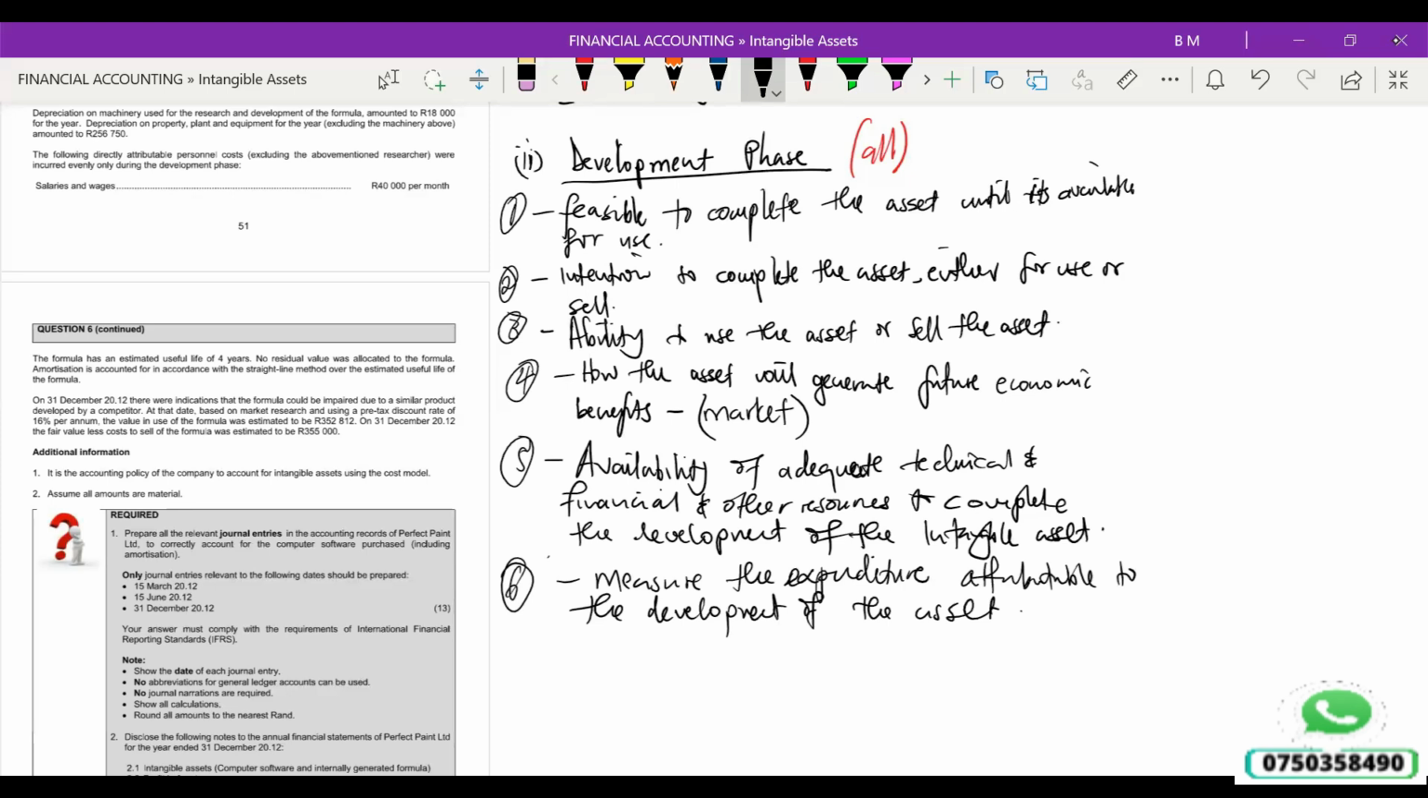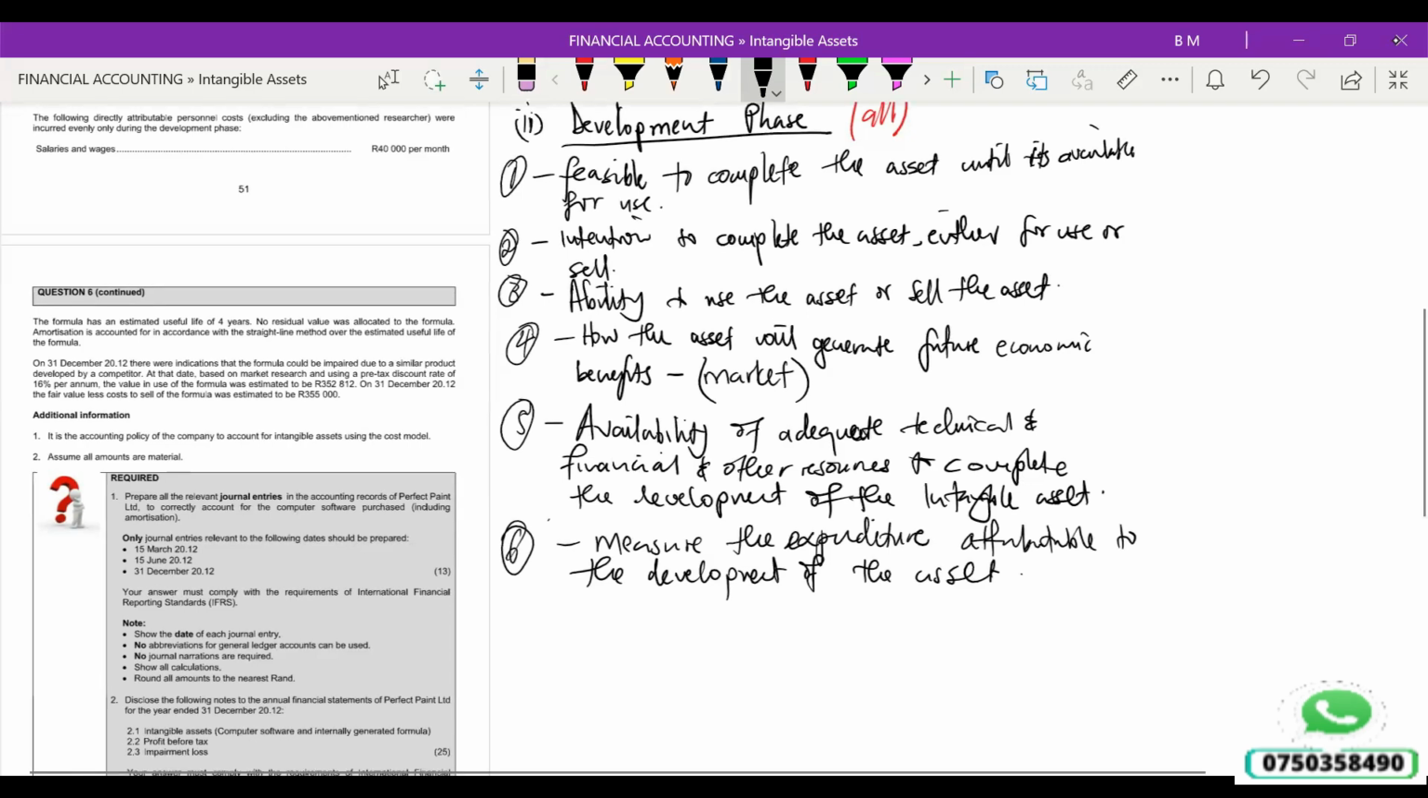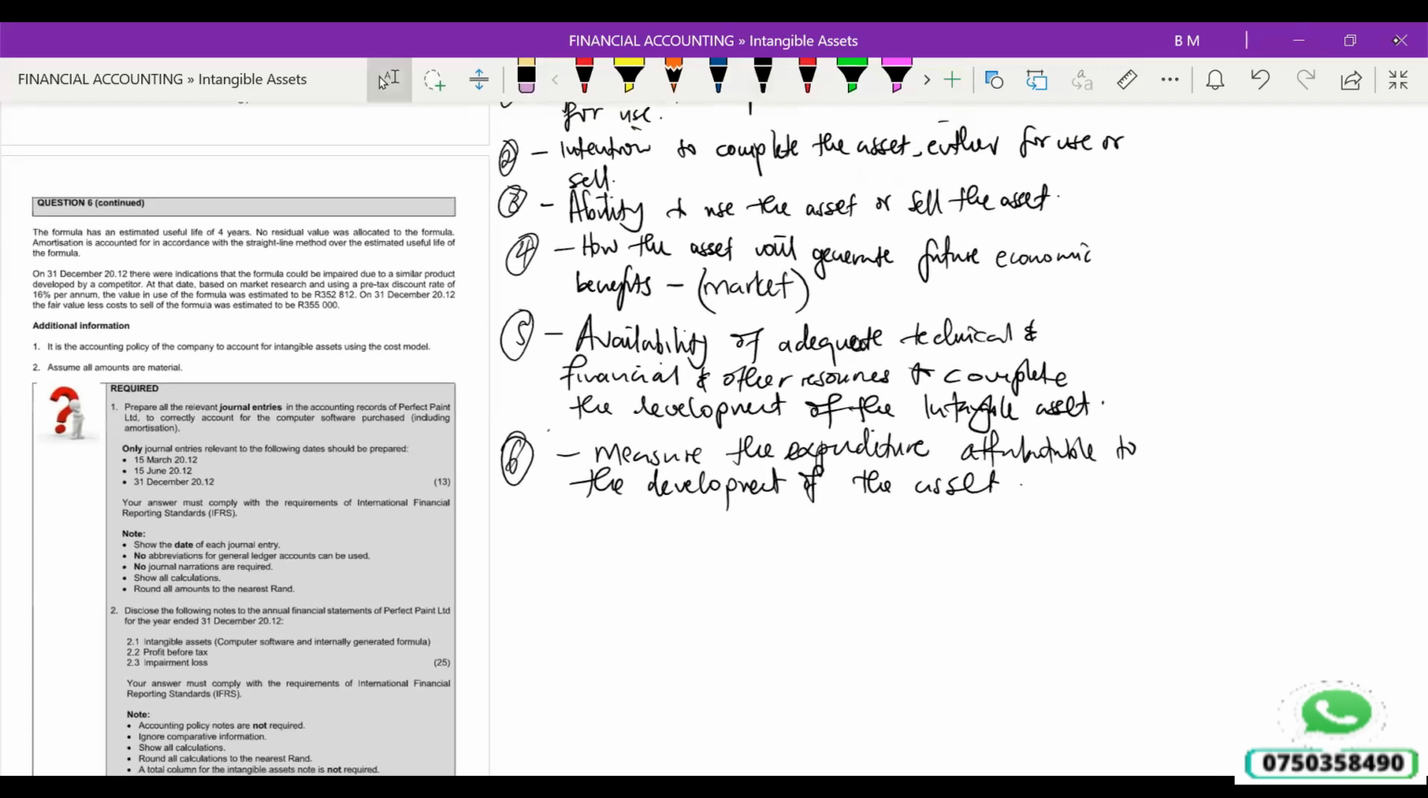Because after the research, remember, research happens first. We are researching. Then at the end of the day, we need to have a meeting to say that, okay, we had a research that we want to develop this formula. Now, let's develop this formula. So you're able to attribute those dates to say, you know what, from this day, the research ended, they made a decision. Then from this day, development started.